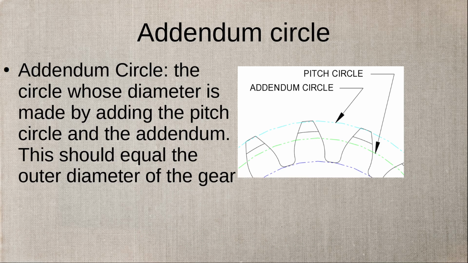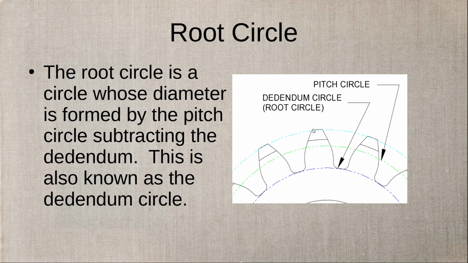The addendum circle is made, of course, by the pitch circle and the addendum added together. And you want to, of course, add two addendums to the pitch circle because we are dealing with a diameter, not a radius. And the same thing with the root circle, also known as the dedendum circle. You have the pitch circle minus two dedendums to get the root circle in navy here.